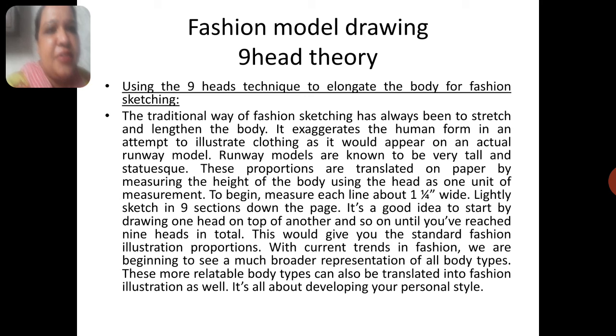Using the 9 head technique to elongate the body for the fashion sketching, the traditional way of fashion sketching has always been to stretch and lengthen the human form in attempt to illustrate clothing. It would appear on an actual runway model. Runway models are known to be very tall and static. These proportions are translated on the paper by measuring the height of the body using the 9 head as one unit of measurement.